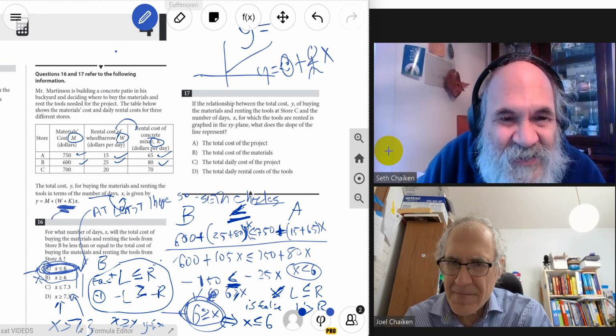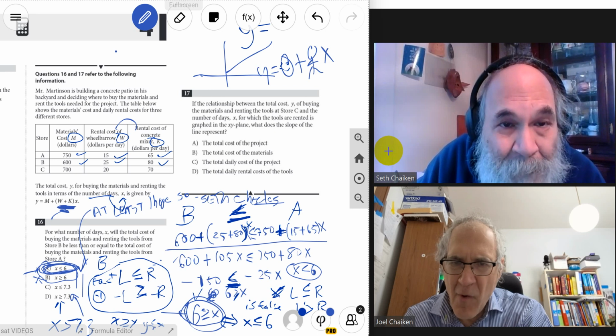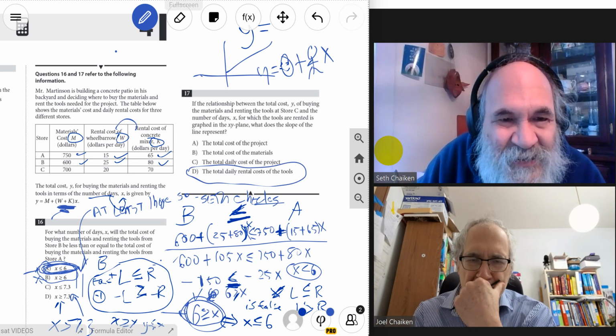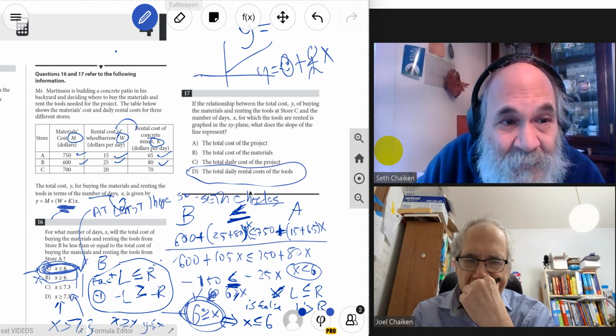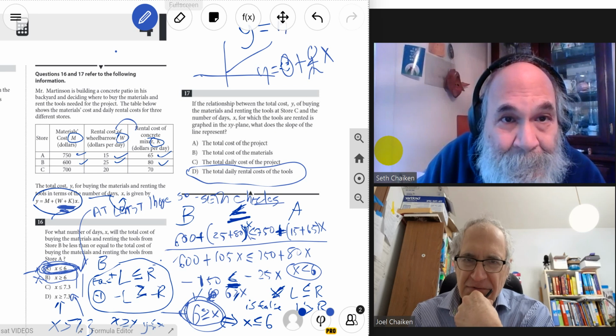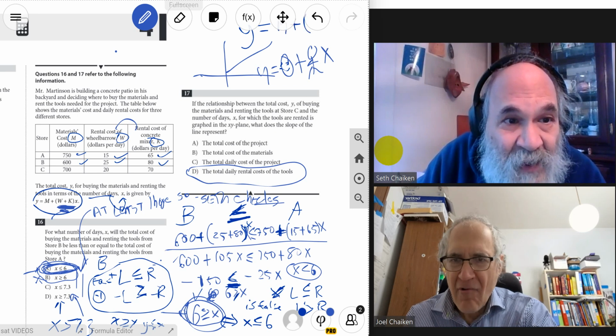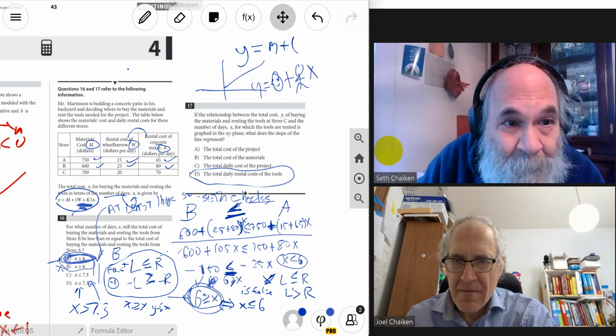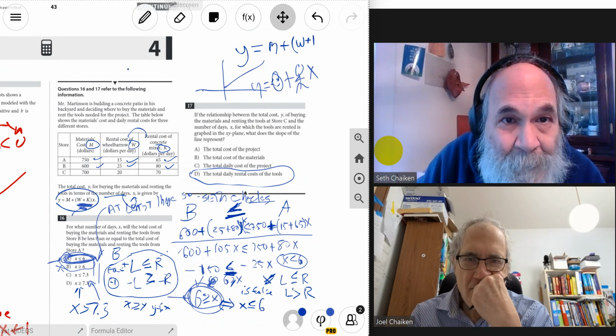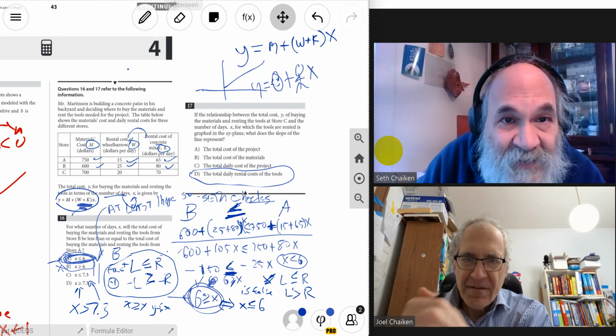The function that they're talking about is for store C, but it's more immediate to simply rewrite what they told you: M plus parenthesis W plus K, multiplied by X. Well, it's right there.